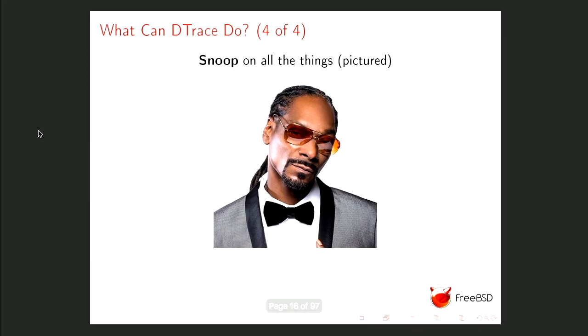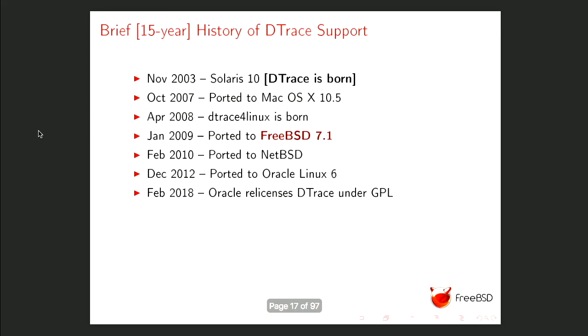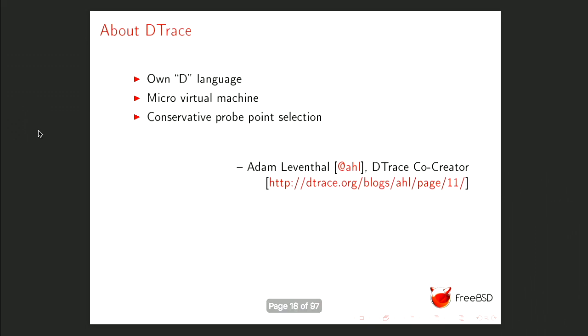For those who don't know, famous rapper. So Solaris 10 is when DTrace was born. You know, we were not the first to adopt it. We did not invent it. And we will not be the last to adopt it. Right there in the middle, 2009, FreeBSD 7.1. I think everybody in this room has at least one FreeBSD system that has DTrace installed in the base, ready to go, unless you like running things older than 7.1.